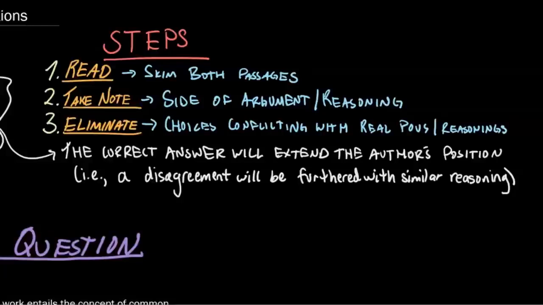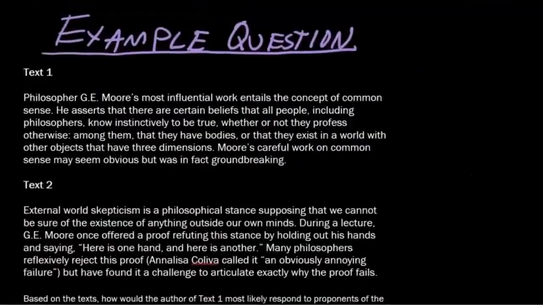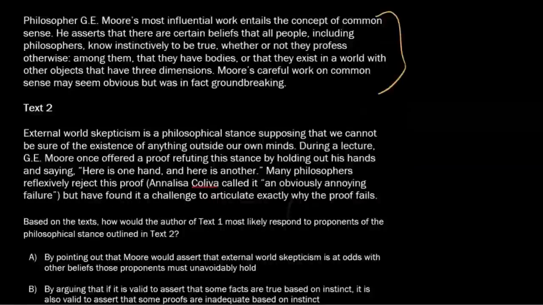Then you're going to eliminate choices that conflict with these lines of reasoning and their points of view. Now, remember that the correct answer will extend the author's point of view. They'll extend their ideology. What does that mean? Well, in each text, there's going to be some sort of ideology that's stated, some sort of point, view, opinion, whatever, right? And they're going to back that up with some sort of reasoning. But your answer choice should kind of continue their logic, continue their line of reasoning, right? It shouldn't conflict with it. It shouldn't do anything like that.